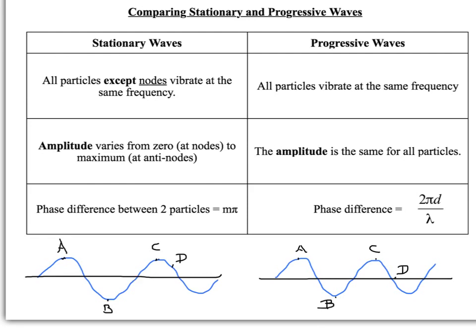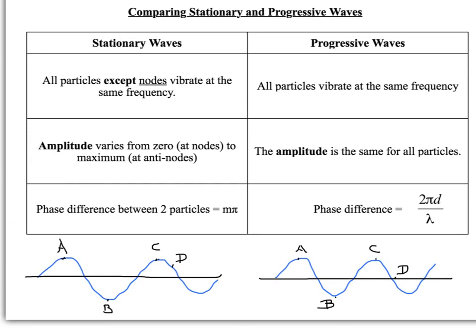On a stationary wave, you've got these different amplitudes, so the amplitude changes as you move along the wave. Whereas on a progressive wave, this here is the amplitude, so stuff goes up to a peak, down to a minimum, up to a peak, so it's travelling along this way. So this here is the amplitude, and it's the same for all the particles the wave travels through.